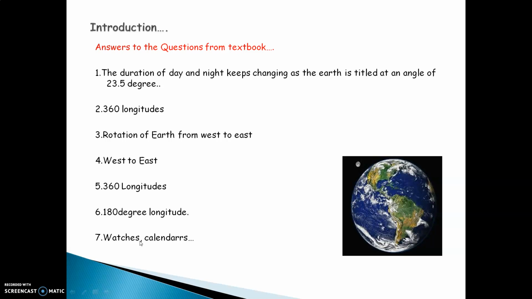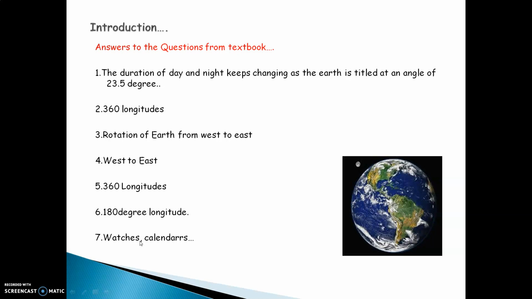How many longitudes can be drawn on the world map keeping an interval of 1 degree each? Since we have 360 longitudes, we can draw 360 longitudes at an interval of 1 degree each.